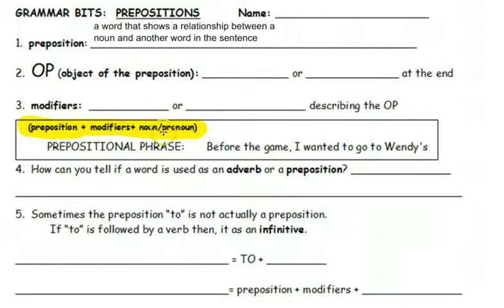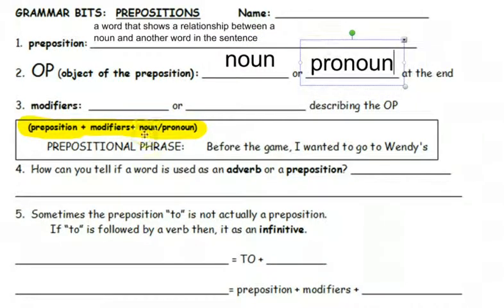We have a special name for this noun at the end of the phrase, and that's the object of the preposition. We filled in here that the object of the preposition is a noun or a pronoun. To help you understand why we call it an object of a preposition and not just any old noun, we compared that to looking at your mom.